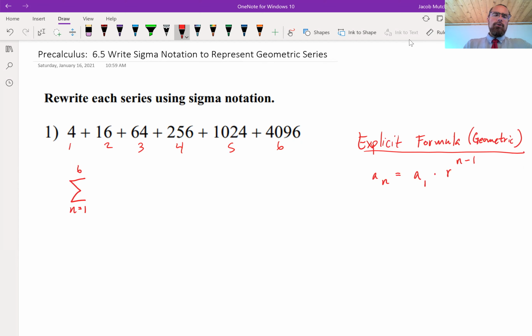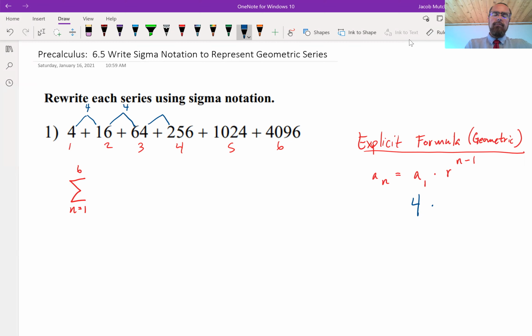So for the first term, I can see that real clearly. That's my 4. So in this case, a sub 1 is going to be 4. We need to decide what the common ratio is. So I'm going to just take the terms in the series and divide the second by the first. 16 divided by 4 is 4. We want to see if that's common. So 64 for the third and the second. 64 divided by 16 is also 4.